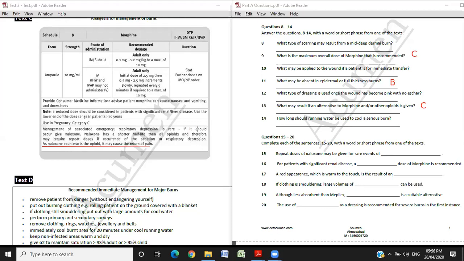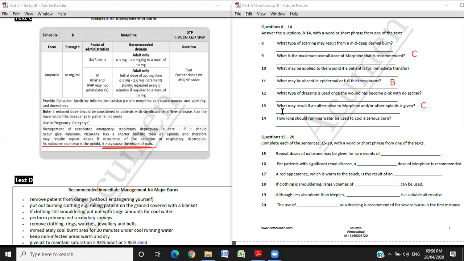Okay, so here they have mentioned that naloxone has a shorter half-life and therefore may require a repeat dose if there is recurrence of the sedation or respiratory depression. As naloxone counteracts the opioid, it may cause the return of pain. What may result in? Return of pain. That's my answer.